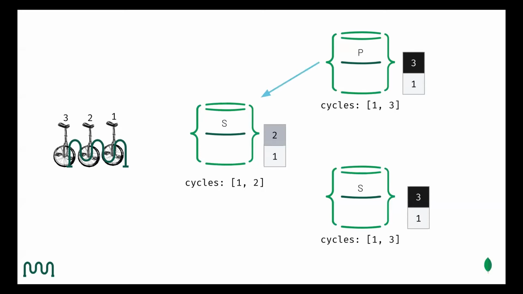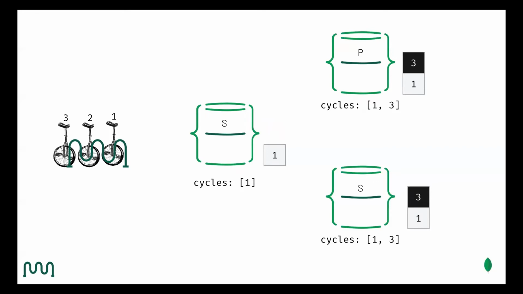The restarted secondary will attempt to replicate from the primary. And seeing it's inconsistent, it will have to roll back. The inconsistent secondary will roll back the write at time 2. This also will remove Unicycle 2 from the rack's cycles array.